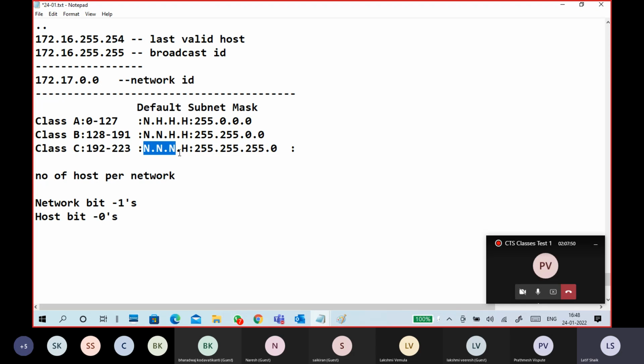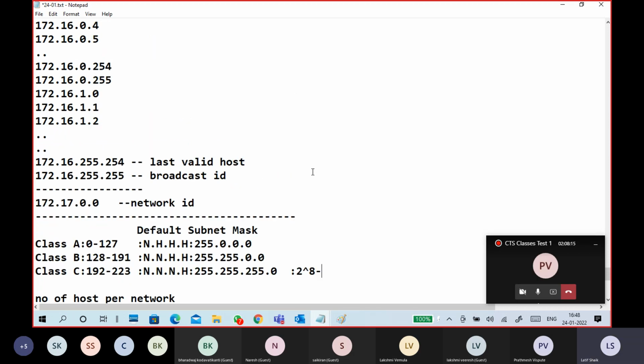So this is the network portion, and this is the host portion. A single host portion means one octet is host portion, the last octet. Octet means how many bits? Yes, 8 bits. Right? Very good. Next.